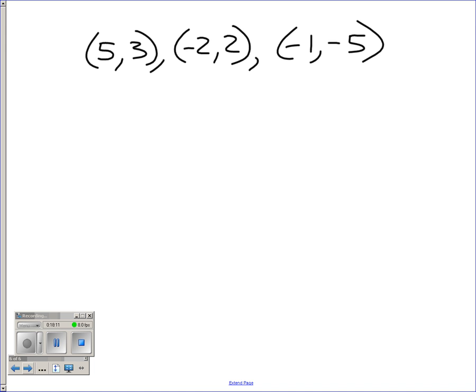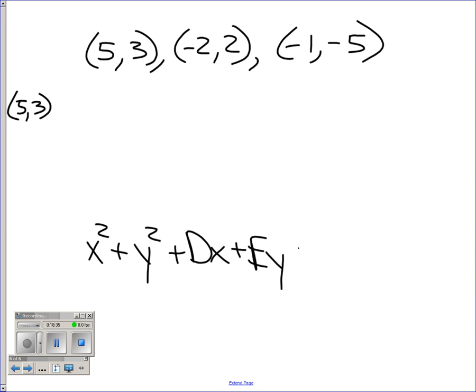Now, if you've got a calculator, you can do some things to shorten your time up. But let's take a look at the very first thing that they do here. We're going to take each of these, and I'll take 5, 3 first. What we're going to do is plug into the x squared plus y squared plus dx plus ey plus f equals 0. We're going to plug into this general form of a circle, right?